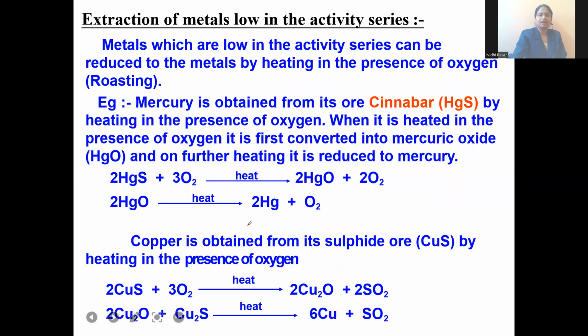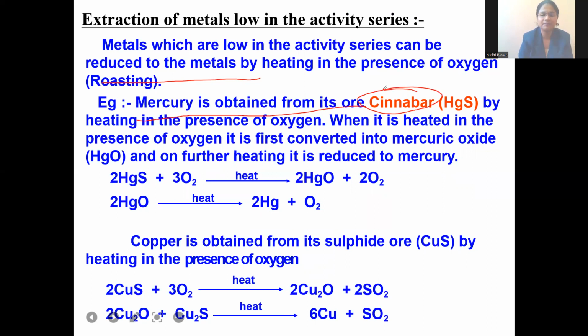The next one, extraction of metals very low in the activity series. Why do we have to consider this? They will be reduced to the metals by heating in the presence of oxygen. So it is called roasting. Metals which are low in the activity series have to be heated in the presence of oxygen. Here, mercury is obtained from cinnabar.